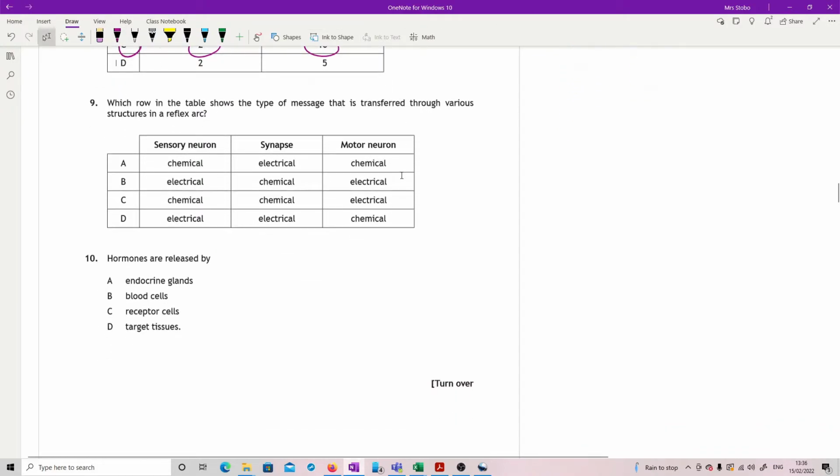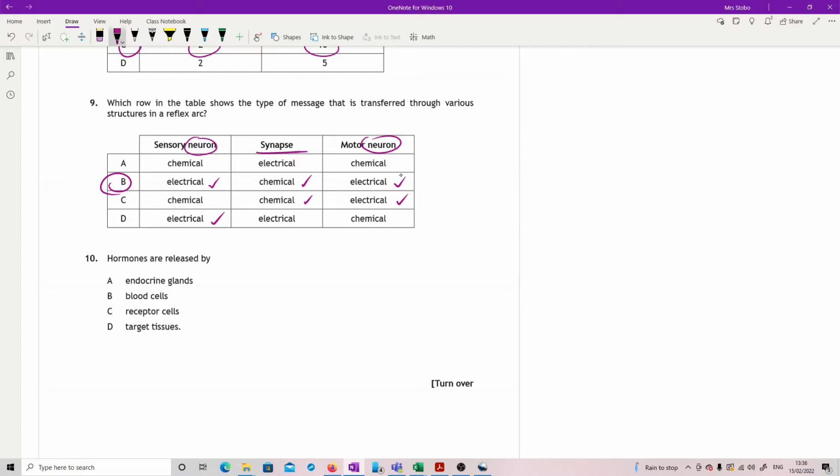Which row in the table shows the type of message that is transferred through various structures in a reflex arc? Okay, so in the neuron, you're expected to know that we have electrical signals. Now, if you've got that far, you're good, because that can only possibly be B. But to be absolutely clear, the synapse, that is the gap between the neuron and the next neuron, is a chemical move. Okay, we use a neurotransmitter to make that happen. So answer is B.